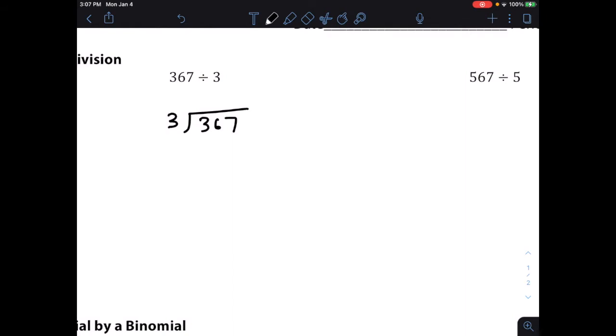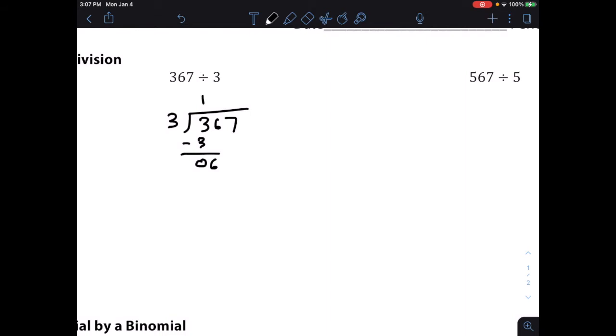So now we do the same thing. 3 goes into 3 one time. So we do 1 times 3 is 3. We subtract, we get 0. And we bring down the 6. And then, so this one's kind of unique because we got that 0. And that's okay. The 0 is kind of just a placeholder at this point. We typically don't write the 0 if we have a number like 6, because the 0 is kind of meaningless.